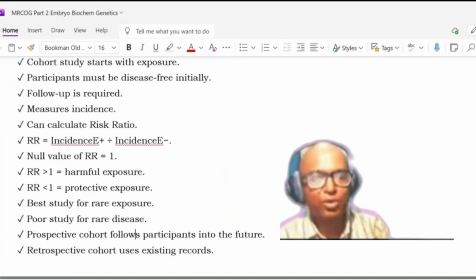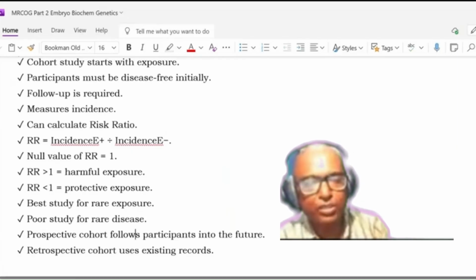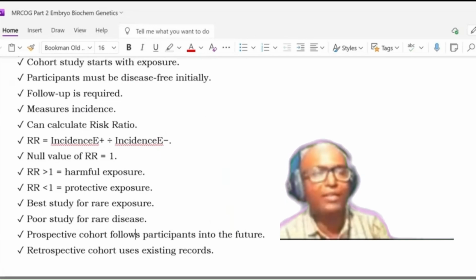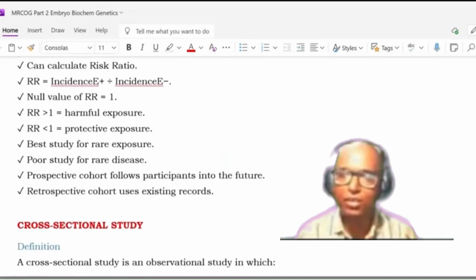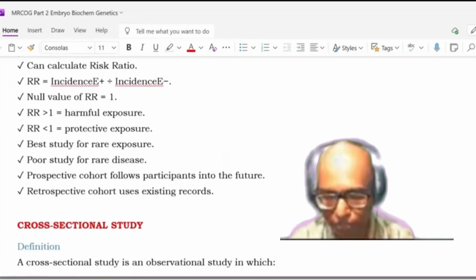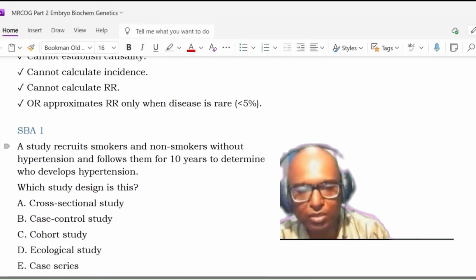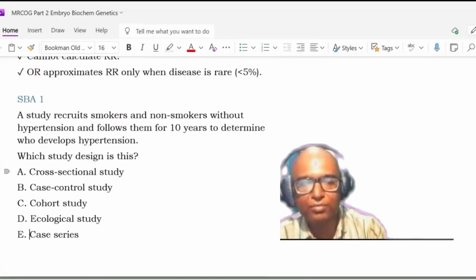Prospective cohort follows the participants into the future, while retrospective cohort uses existing record. Okay, so that finishes the topic of cohort study. We have few questions, Doctor. Can you please go through the question?